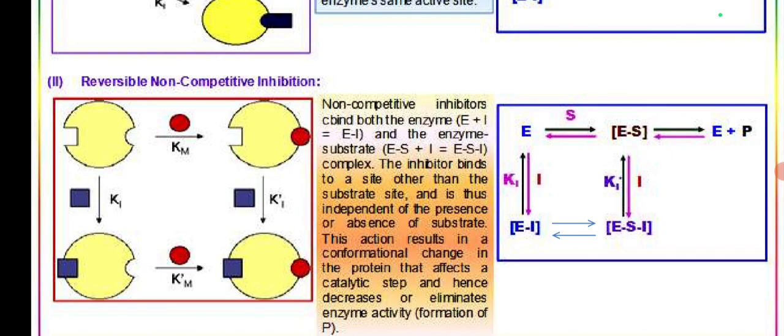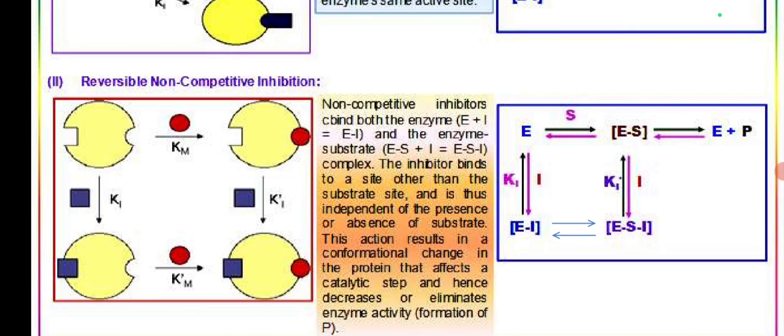In the reaction, enzyme plus substrate forms the enzyme substrate complex, and finally we get enzyme plus product. Here the reaction takes place in two ways. After formation of the enzyme substrate complex, the inhibitor binds to form the enzyme substrate inhibitor complex. Otherwise, the enzyme first reacts with the inhibitor to form the enzyme inhibitor complex, then it binds the substrate to form the enzyme substrate inhibitor complex.